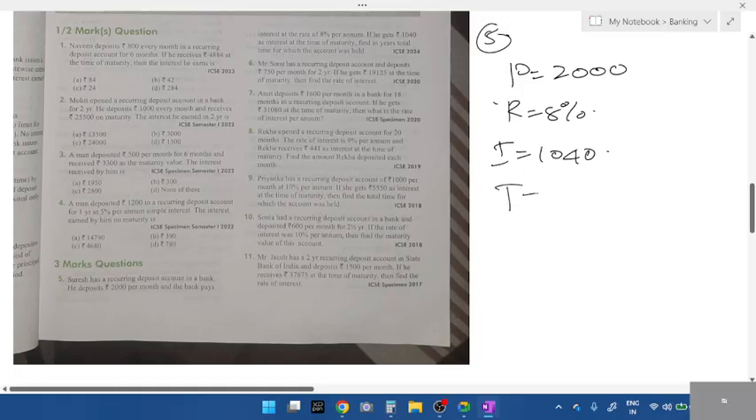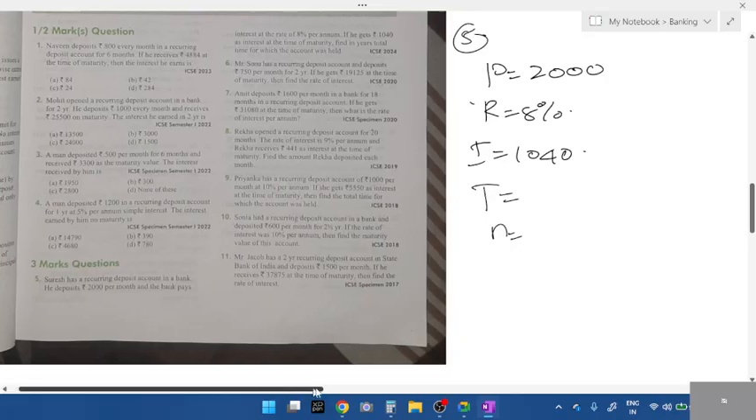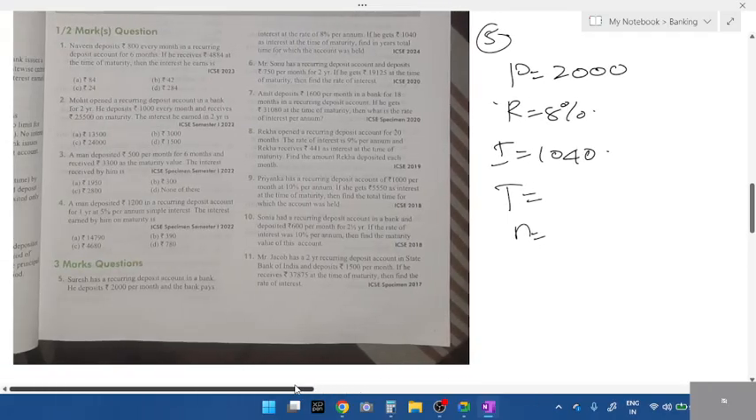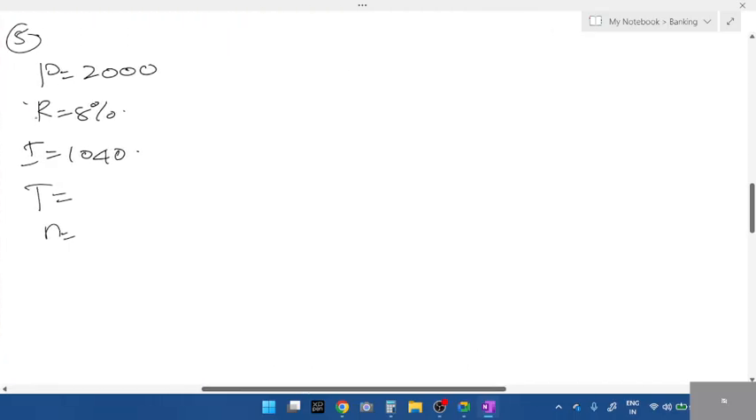Okay, we need to find time, and that time should be in N. Once you find N, convert into T, students. 2000, 8%, 1040. Interest is given, use the interest formula.